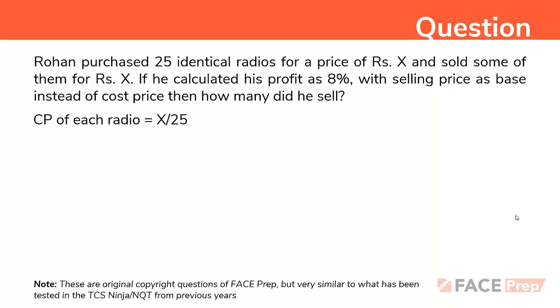So one will definitely be X by 25. Each radio's CP will be what? CP is nothing but how much you invest in certain things. So it is X by 25.